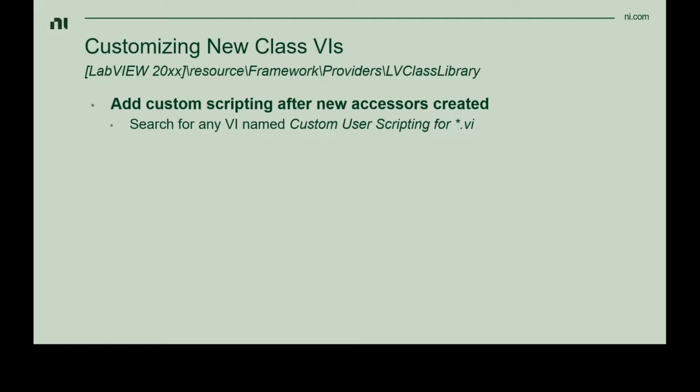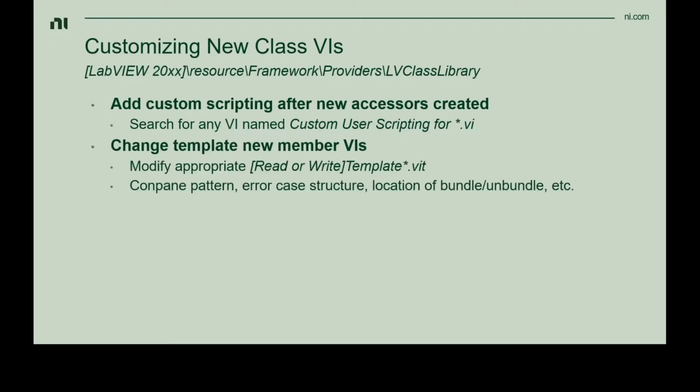For example, after the VI is created, if you want to write your own scripting code that makes some sort of modification to the VI, you can do that. You can change what the templates look like. If you don't like the fact that there's an error case structure around the contents of every new accessor you create, you can get rid of that in the template. So when you make a new class VI, it's not in the new VI anymore.